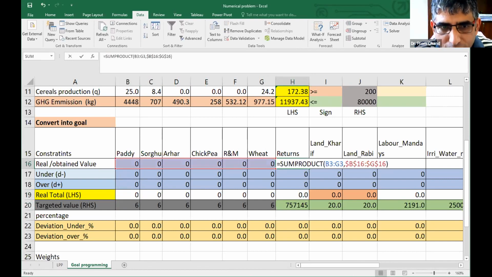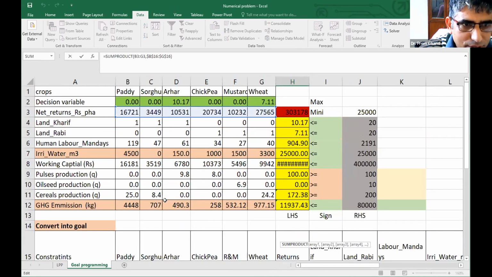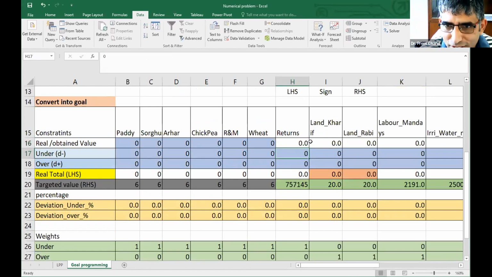Return, you see, I have brought return from here. That means my net return per hectare multiplied by area. So that will give me the return. So this will be fixed. Similarly, labor.